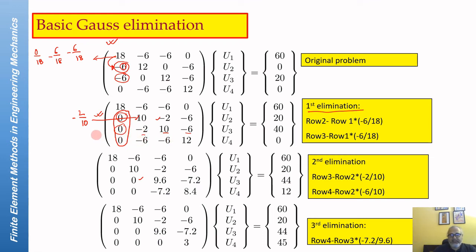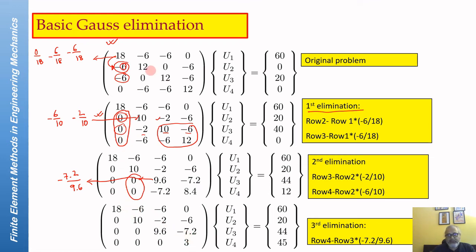And in the next step, we want to make this 0. So we multiply it by minus 6 by 10 and subtract from here. This becomes 0. So these two have become 0, and these have changed to whatever they have changed. Okay, so now we will do the final step. We will take this and try to make this 0. So here we will again multiply by minus 7.2 divided by 9.6 and subtract it from there. This becomes 0 and this becomes something else.